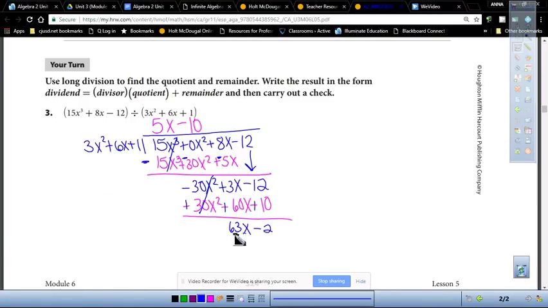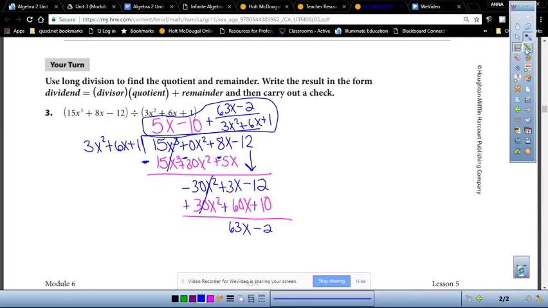And I'm just going to show you one more way to go ahead and write your answer. Rather than rewriting it over here, I'm just going to go ahead and add my remainder up here. So I'm going to get 63x minus 2 over 3x squared plus 6x plus 1. All right, and there's my final answer. So I'm going to go on to number 4.